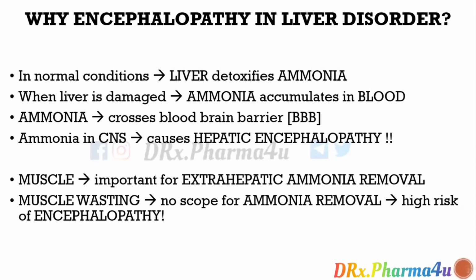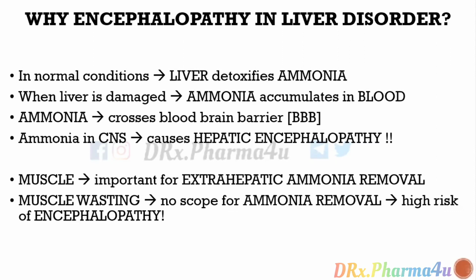Then we come to muscle. This is actually the next reason, and it is also a very interesting reason that I found. Muscle is actually important for extrahepatic ammonia removal. In conditions where you have muscle wasting syndrome, for example muscle dystrophy, or any condition where your muscles are chronically damaged, there is no scope for ammonia removal. So that is also a high risk of encephalopathy.